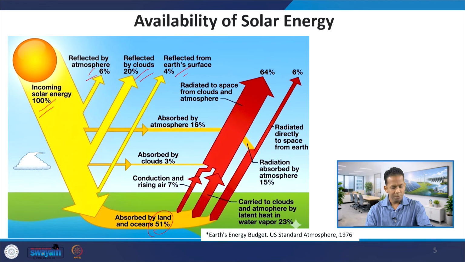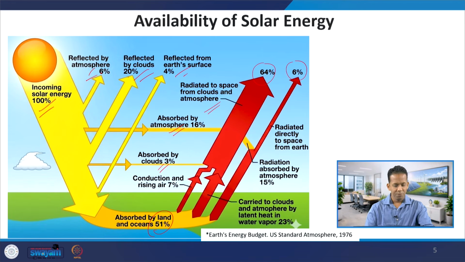Now, whatever is absorbed by lands and oceans, or the small amount of energy absorbed by the atmosphere or clouds, total of this energy is later re-radiated back to space, and that is what completes the energy balance. If we look at 100% incoming energy, almost 100% goes back to the atmosphere. This is 64, that is 30, and this is 70. So, almost 100% goes back to the atmosphere later.